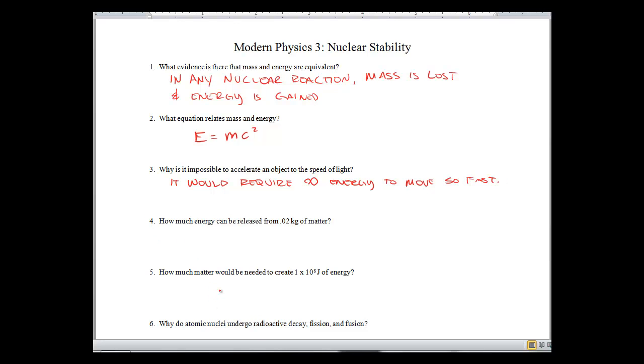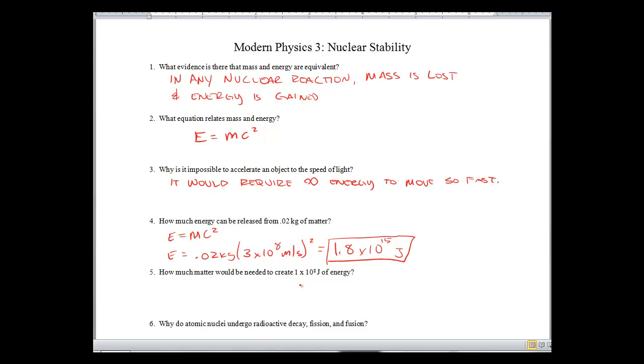How much energy, according to Einstein, could be released from 0.02 kilograms of matter? Well, E is equal to mc squared, so that energy is going to be 0.02 kilograms times the speed of light, 3 times 10 to the 8th meters per second, squared. That means that energy comes out to 1.8 times 10 to the 15th joules. That's a ridiculous amount of energy.